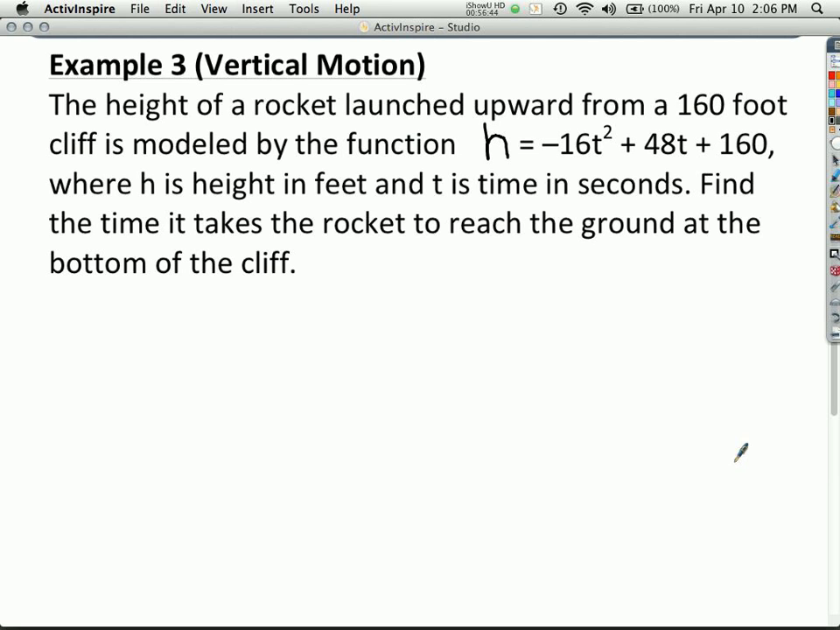So you've read the scenario. We're talking about a rocket that's getting launched from 160 feet up in the air, a cliff. We don't have a huge number of cliffs in Florida, but maybe by the ocean we do. But all over the country, there's plenty of them. So a rocket is being launched, and its vertical velocity is 48 feet per second. That's its vertical velocity. That's in the function right there.